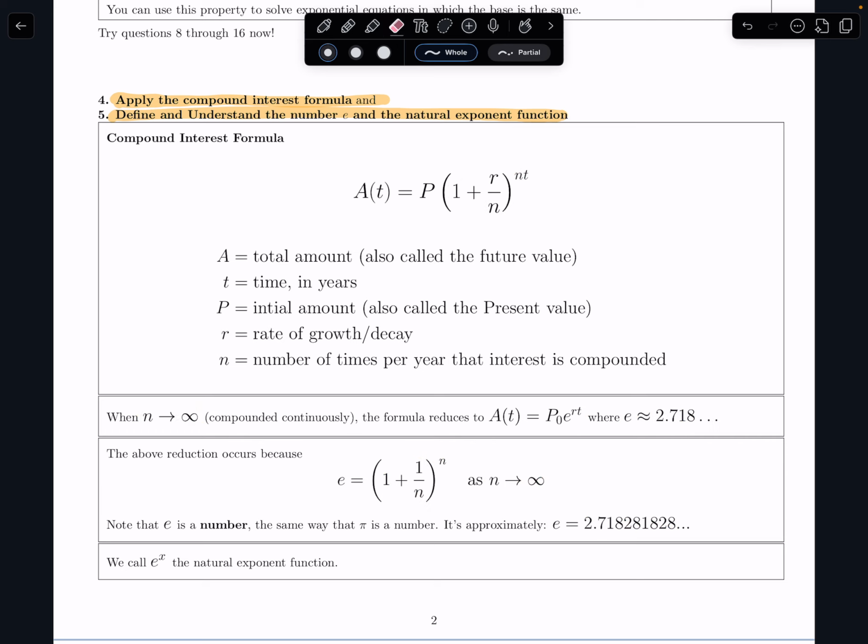Last thing to note for the theory part is we call e to the x the natural exponent function. That's because it's got the natural constant. We call e the natural constant, and it's raised to the x power. So if you think about that exponential function we talked about at the beginning in the first video, the general form is f of x is equal to a to the x. If this a happens to be e, then we call it the natural exponent function. Okay, let's move on to the questions.